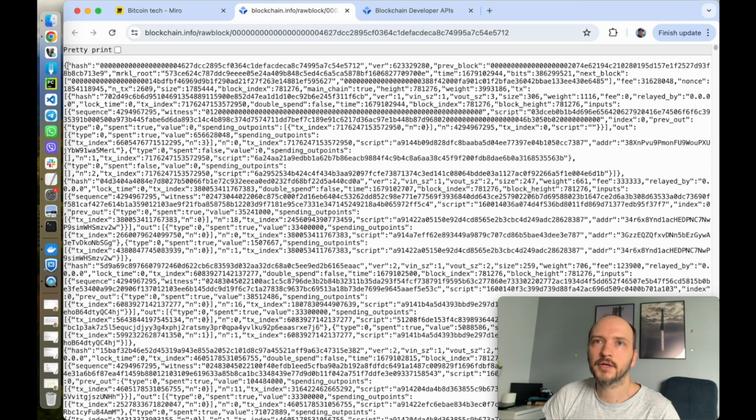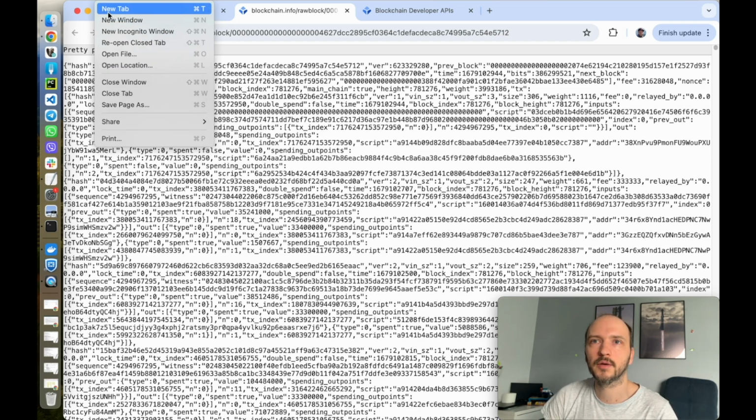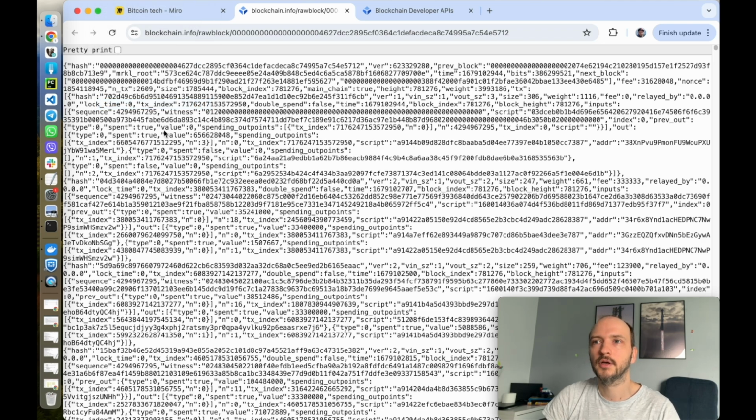And in this form, the block looks like a JSON. In reality, the block is in a binary format, but for simplicity of work, if you want to analyze the data, it's better to work in JSON. It has almost the same structure, but it's just easier for you to parse it in your code if you want. So what I will do is save the page as a JSON file.